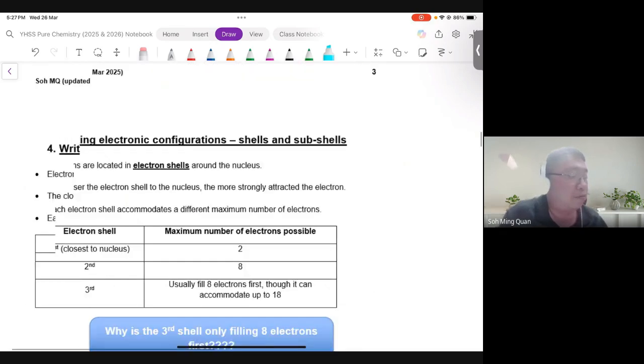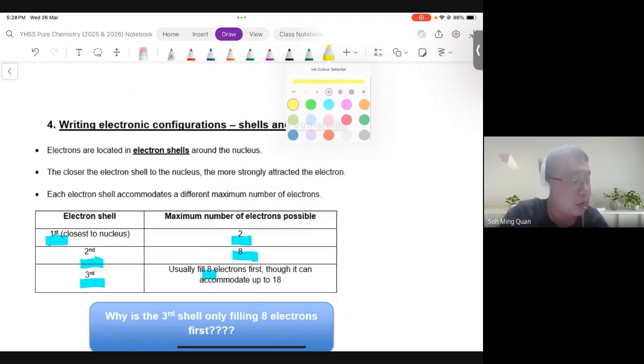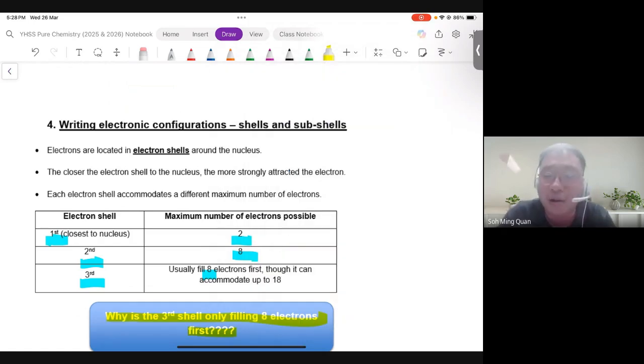If you recall in Sec 3, we told you that electrons are located in electron shells. We taught you that the first shell holds a maximum of 2, the second shell holds a maximum of 8, the third shell holds a maximum of 8. But with these rules, you can only write for the first 20 elements. So now the question we have to ask ourselves is, why is it that the third shell will only fill 8 electrons, given that the third shell is further away from the nucleus and probably bigger? Why on earth would the third shell only accommodate 8 electrons? It should accommodate more, given that it's bigger.